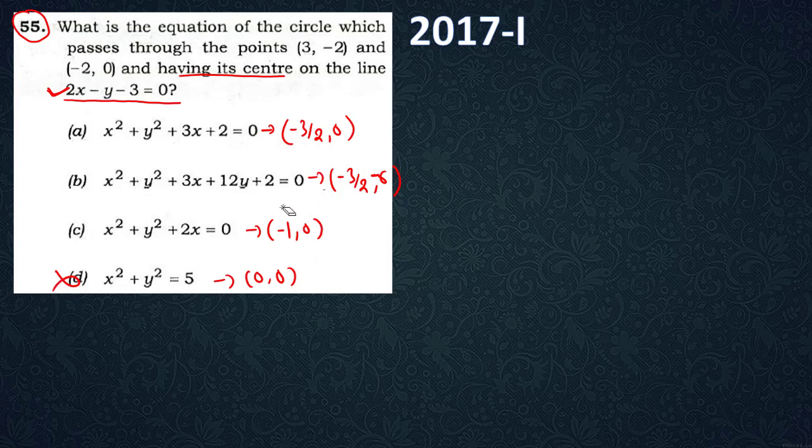Minus 1, 0, so it is minus 2, this 0 is done, it is minus 3. Minus 2 minus 3 should be equal to minus 5. Yes, it is also not satisfying. So option C is also wrong. What about this B option?